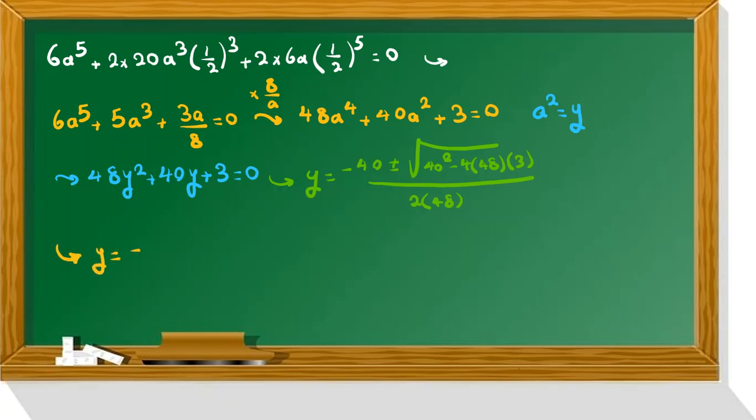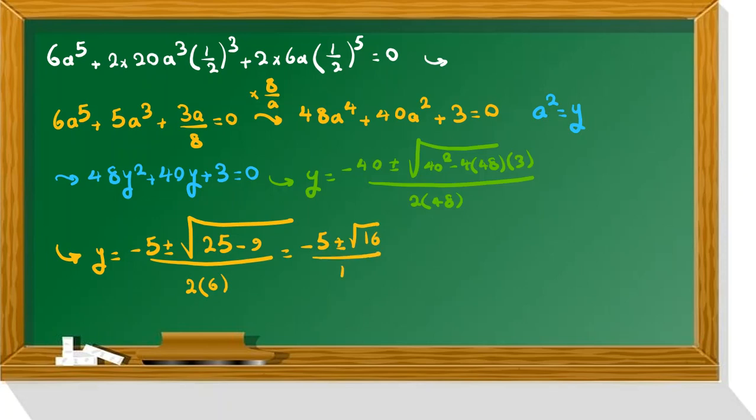We can say equal to negative 5 plus minus, inside the square root, we divide by 16 and by 64. 40 squared over 64 is 8 times 8 times 5 times 5, 25. Minus 48 divided by 16 is 3, times 3 is 9. And it will be minus 9. And the denominator will be 2 times 8 over 8, which is 6. So it will be negative 5 plus minus square root of 25 minus 9, which is root 16, over 2 times 6, which is 12.